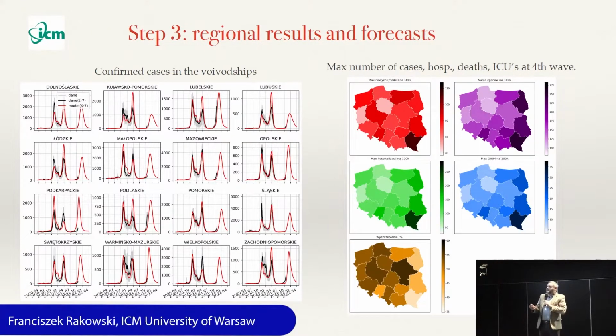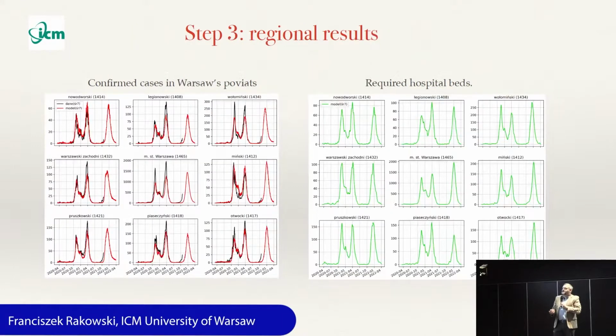For example, this is the predicted course of the epidemic broken down into voivodeships, and this is the maximum number of cases, hospitalized, and deaths during the second wave. So this is the report from our forecast from 2 months before. You can see that the global picture is in good agreement with the situation that happened in reality, and the same analysis for confirmed cases and hospital beds.